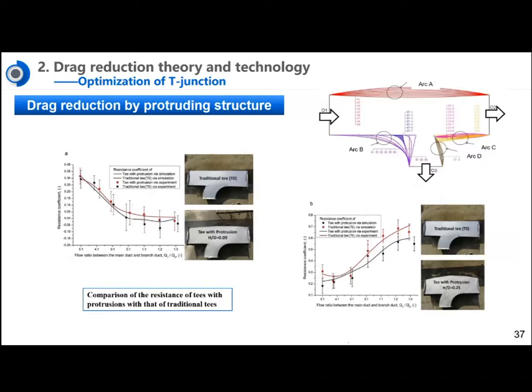We can also find the resistance reduction mechanism of the convex structure. This is a convex structure. Please pay attention to the left picture. The arc surface has been changed, the arc surface is a little bit convex, and the inner surface is a little bit concave. So through the change of the shape of the T-junction, we can reduce the resistance remarkably.